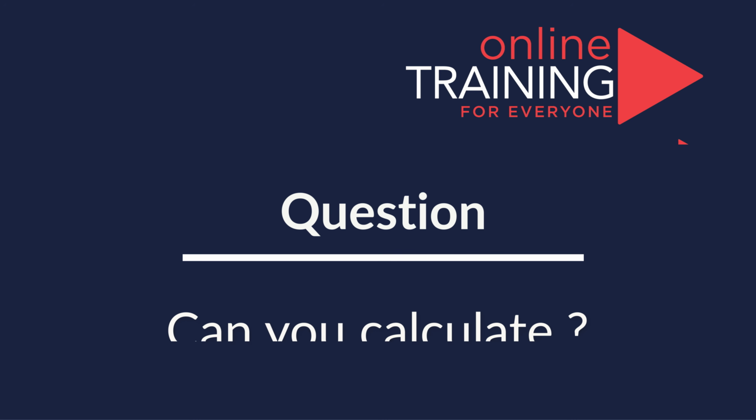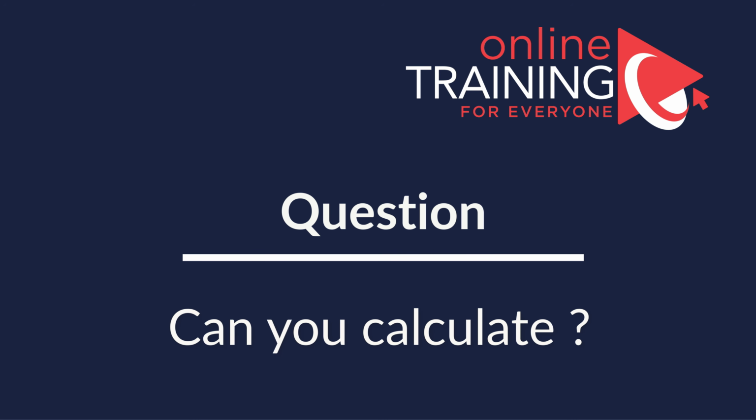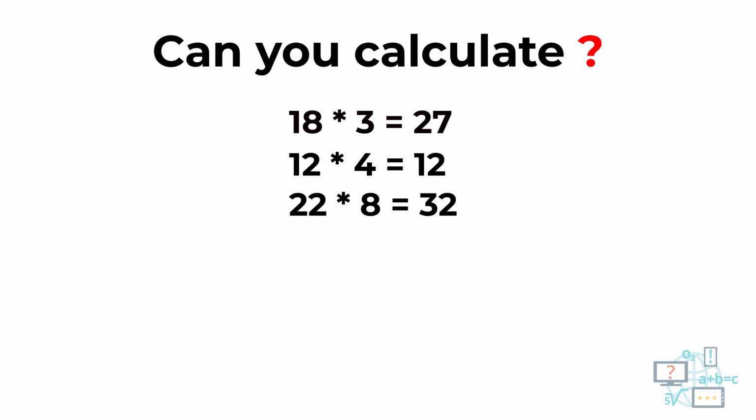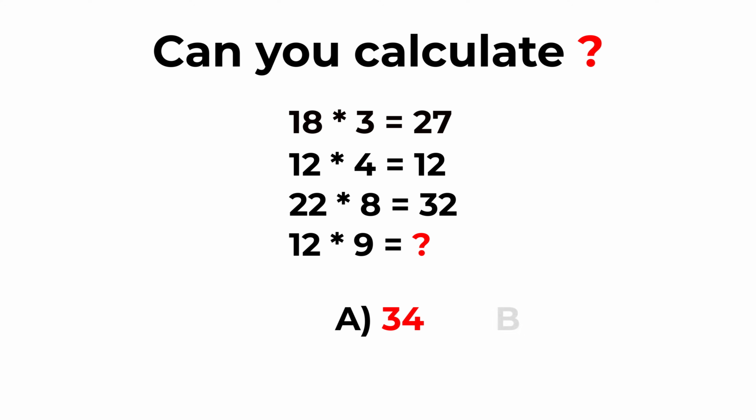Here's an interesting problem from the real test. You're presented with 3 full expressions. 18 by 3 equals 27. 12 by 4 equals 12. 22 multiplied by 8 equals 32. And you need to calculate the missing number in the expression 13 multiplied by 9. You have 4 different choices. Choice A, 34. Choice B, 36. Choice C, 38. And choice D, 40.